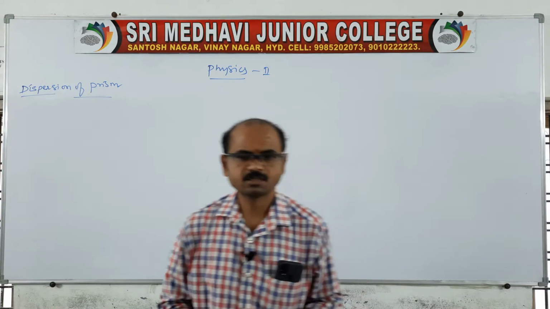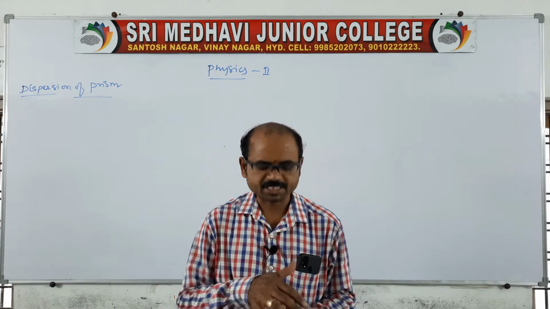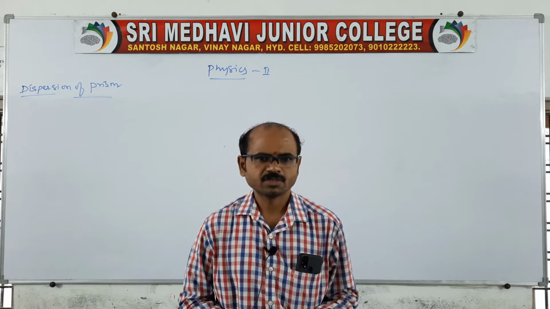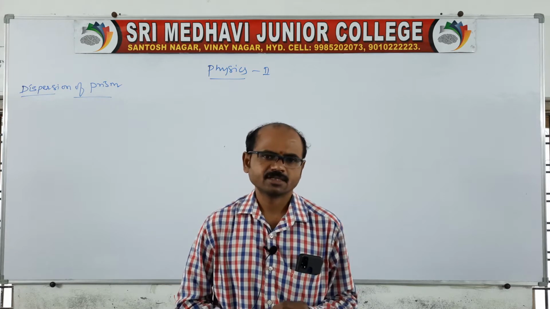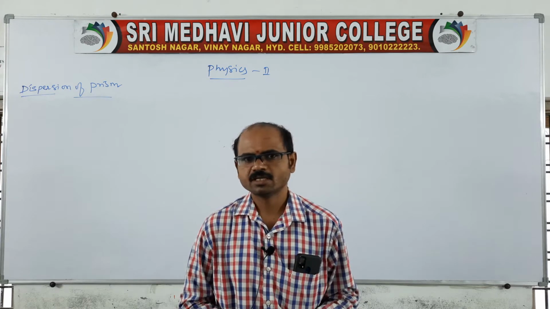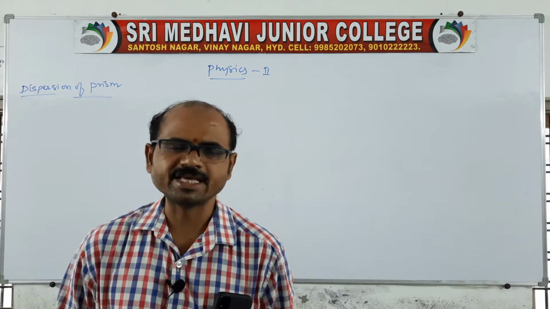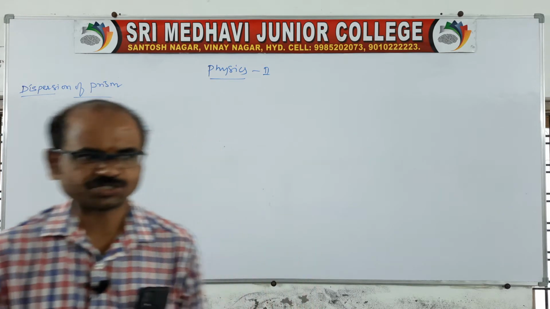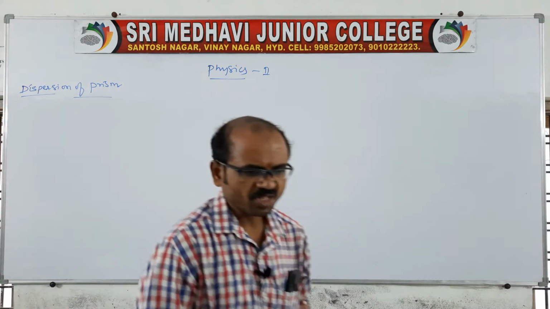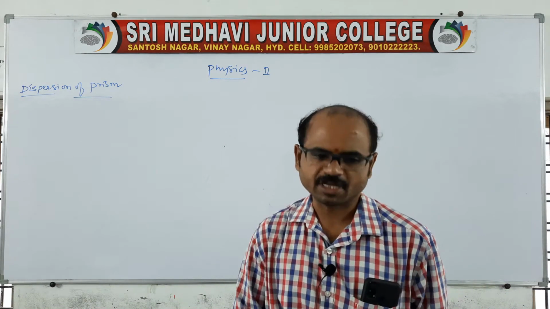In the previous class, we finished the prism and the refractive index of a prism. The refractive index of a prism, mu, is equal to sine of (A plus delta) by 2 divided by sine of A by 2. Instead of delta we can also take delta m, or Dm, because it is the minimum deviation position. On that basis we also finished some problems related to the prism.